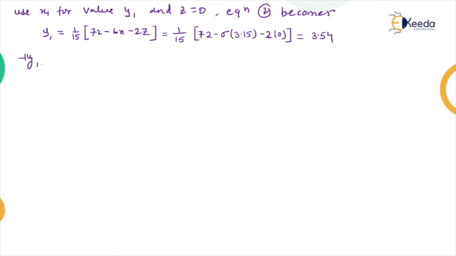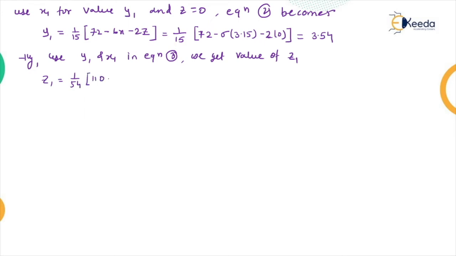Similarly, use y1 and x1 in equation 3, and we get the value of z, the first iteration value z1. So z1 is 1 divided by 54 in bracket, 110 minus x minus y. We have to use the values for x and y.